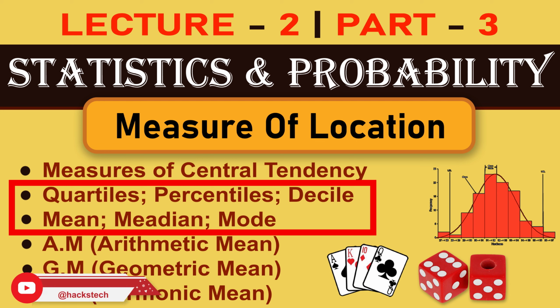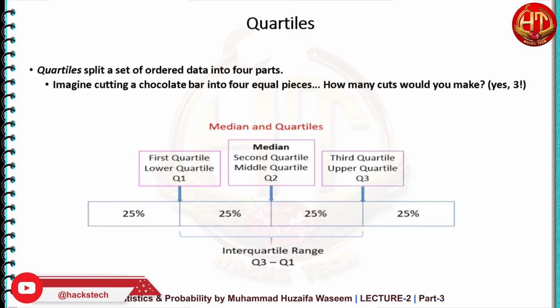This video is part 3 of lecture 2. We will discuss quartiles. So what is the meaning of quartiles? Quartiles is also a partition of the data. Quartiles split a set of the ordered data into 4 equal parts. Like imagine cutting a chocolate bar into 4 equal pieces. So how many cuts would you make? 3 factorial. Okay. In this picture you can see that the data is divided into 4 equal parts.